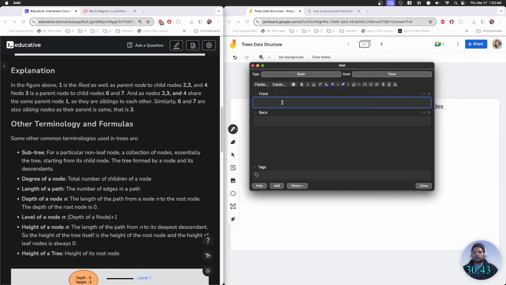Degree of a node. Oh, that's big. I'm saying it's big because I remember from my data structure class that's something we have to be able to quickly remember and recall. The degree is the total number of children of a node. Length of path.